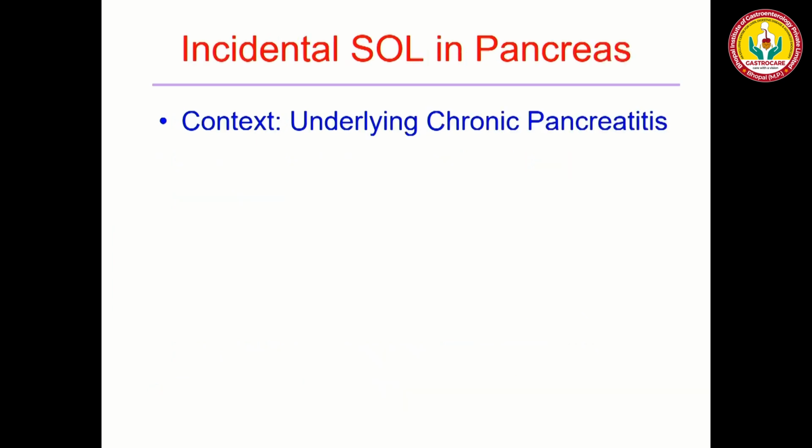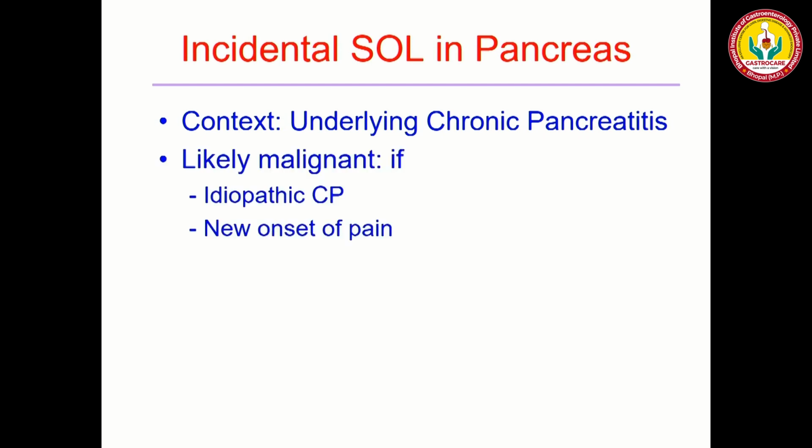The other issue is when you have underlying chronic pancreatitis, and the patient comes to you either with or without symptoms, and on investigation you find a space occupying lesion. It is likely to be malignant in two situations. One, if it is idiopathic chronic pancreatitis and you have a mass lesion. And second, if there is a new onset of pain for a few months, consider malignancy very strongly.